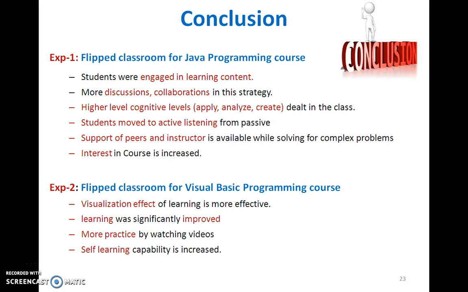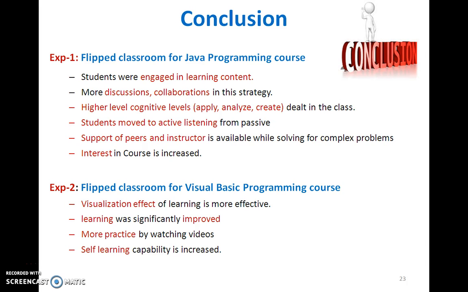Conclusion of the flipped classroom strategy. Here we observe that students were engaged in the learning content and more discussion and collaboration happened in the class. Higher level cognitive levels such as apply, analyze, and create were dealt with in the class. Students move from passive to active listening, which helps students' concept understanding. Support of peers and instructor was available while solving complex problems.